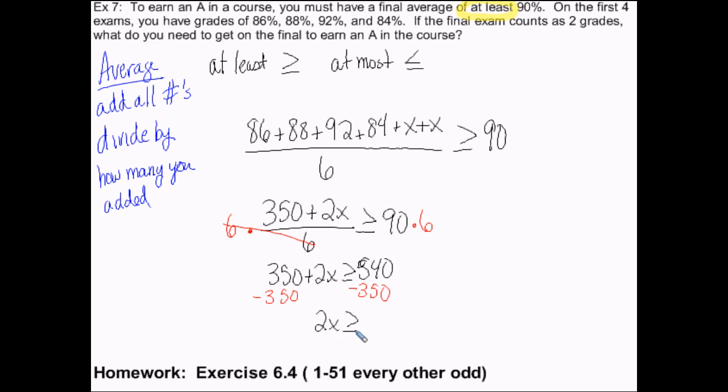So 2x needs to be greater than or equal to, I think, 190. Yeah, 190. Divide by 2. You have to get at least 95 on that test to get an A in the class, for that particular class.